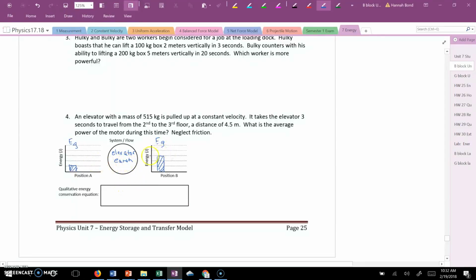and the difference in that gravitational energy is due to the work that the motor is doing on this elevator. It's applying a force to pull it up. So the initial gravitational energy equals the final gravitational energy plus the amount of work that was done. Or the work equals, in this case, the initial minus the final gravitational energies.